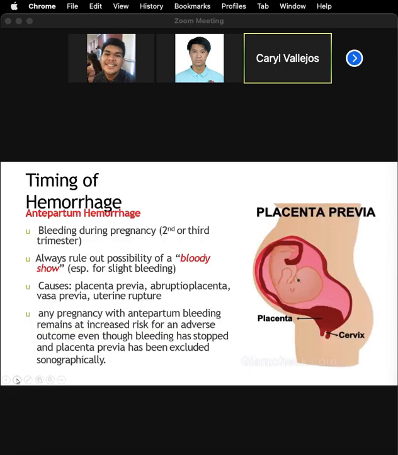So for the timing of hemorrhage, usually antepartum hemorrhage is bleeding during pregnancy, in the second or third trimester. You must always rule out the possibility of a bloody show, especially for slight bleeding. What are the causes of antepartum hemorrhage? It could be placenta previa, abruptio placenta, vasa previa, or uterine rupture. Any pregnancy with antepartum bleeding remains at risk for an adverse outcome even though bleeding has stopped and placenta previa has been excluded sonographically.